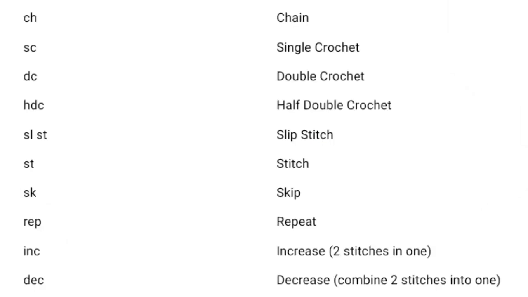Third one is crochet abbreviations. Here are common abbreviations and what they mean. Common abbreviations for beginners. CH means chain. SC means single crochet. DC means double crochet. ST means stitch. SL ST means slip stitch. HDC means half double crochet. SK means skip. INC means increase. And DEC means decrease.